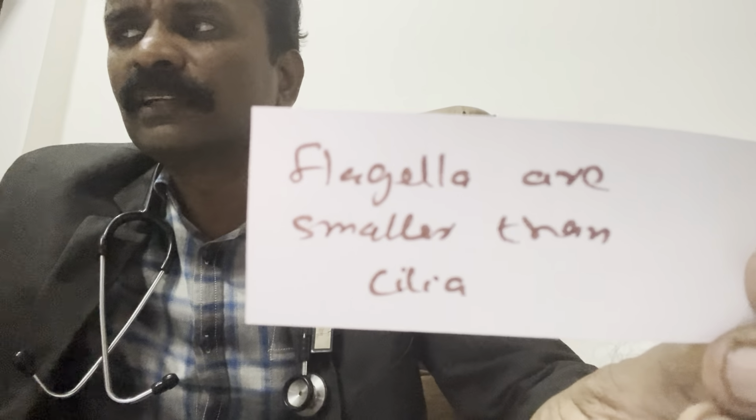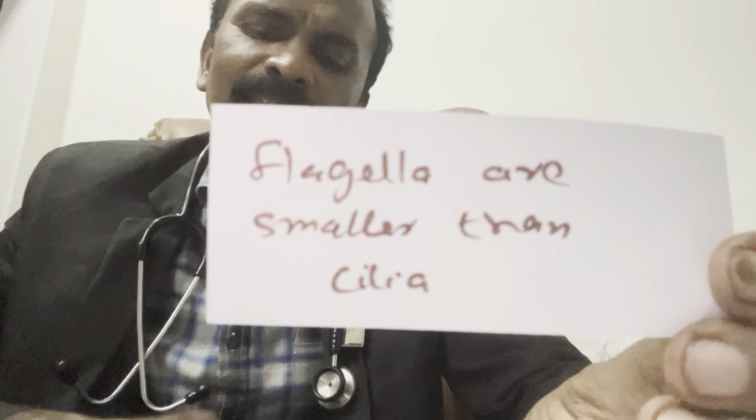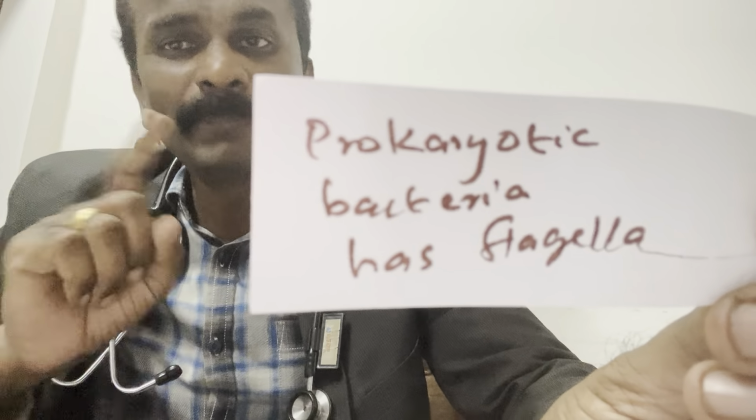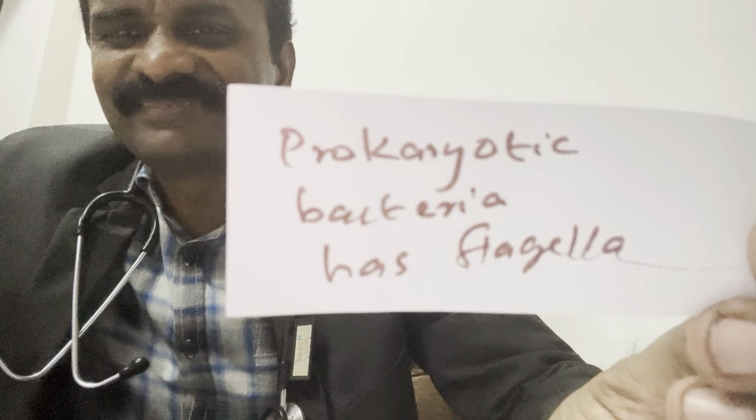Flagella are smaller than cilia. True or false? So this is not the correct statement. Cilia is a small structure. Flagella is a long structure. Your textbook says the same. Cilia smaller structure, flagella longer. Prokaryotic bacteria have flagella. You must think and answer. True or false? It is a true statement.